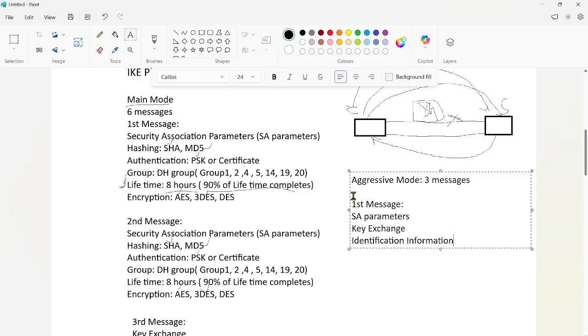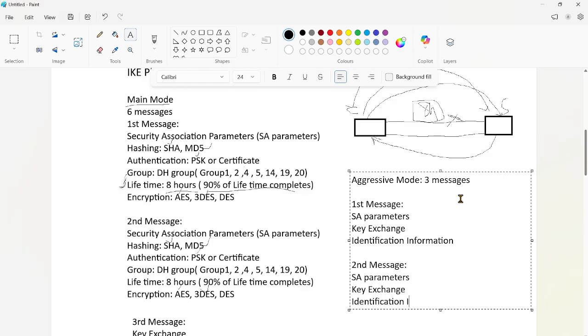And this is from firewall 1. Once this first message is received on firewall 2, firewall 2 will respond with the second message. The second message also contains SA parameters from firewall 2 and the firewall 2 key. That is going to be exchanged here, and also whatever private subnets are available under firewall 2 will be exchanged in the identification information.